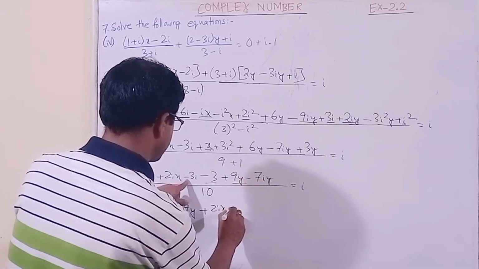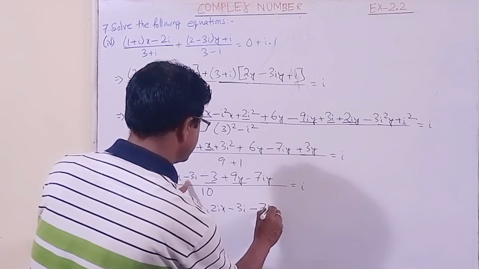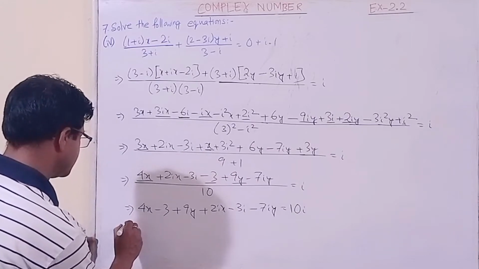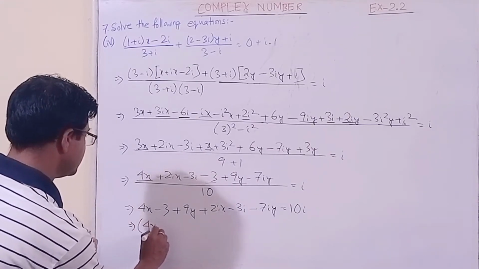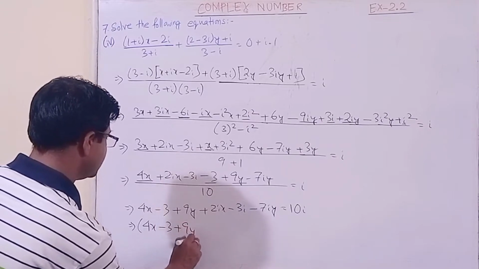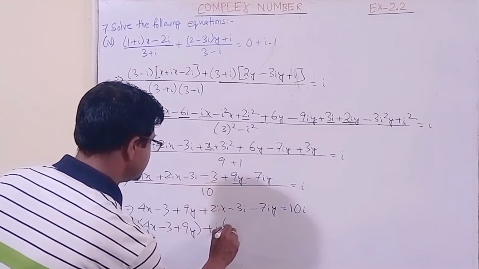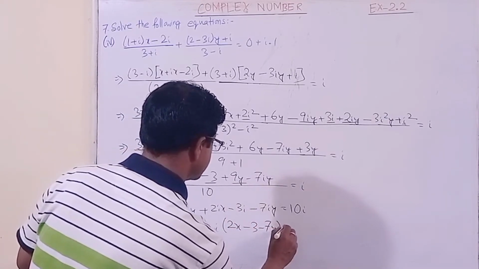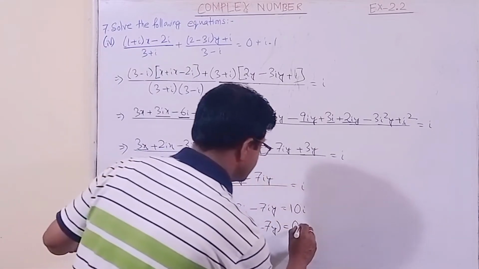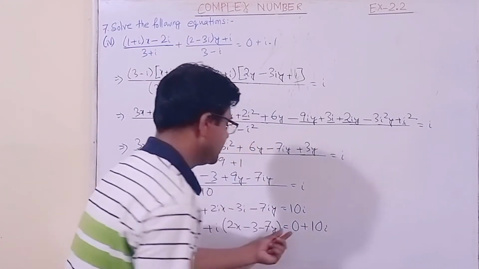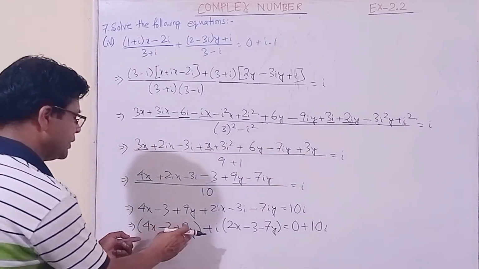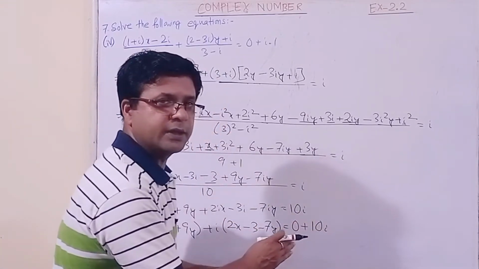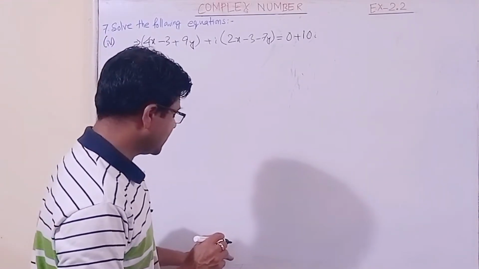2ix minus 3i minus 7iy is equal to 10i, correct? Now let's see what it is. I am just separating it. 4x minus 3 plus 9y, here I take i common: twice x minus 3 minus 7y is equal to, we can express this as 0 plus 10i. This is the real part and the imaginary part. If we compare, what is the value of the real part? It will be 0, and the imaginary part value is 10. Is it okay?